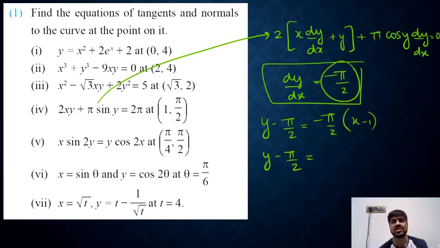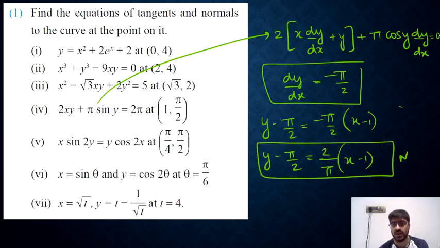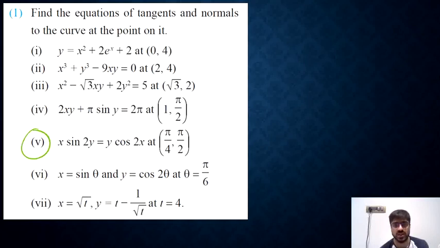So if the slope of the tangent is minus pi by 2, the slope of the normal is its negative reciprocal, that will be 2 by pi into x minus 1. So that gives you the equation of the normal, and this gives you the equation of your tangent. And with that we go ahead with the next question, that is the fifth one.